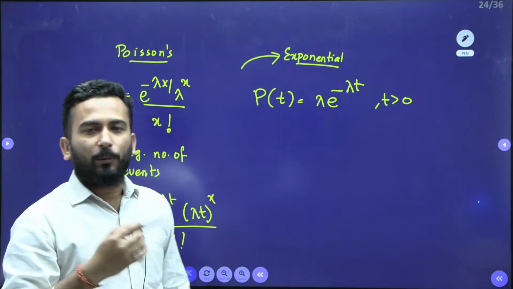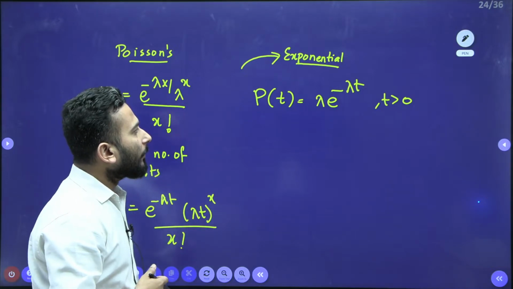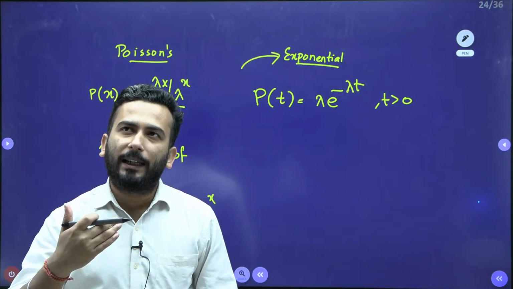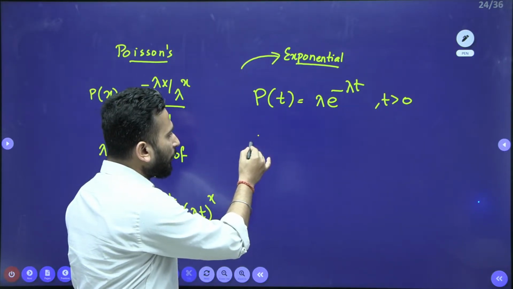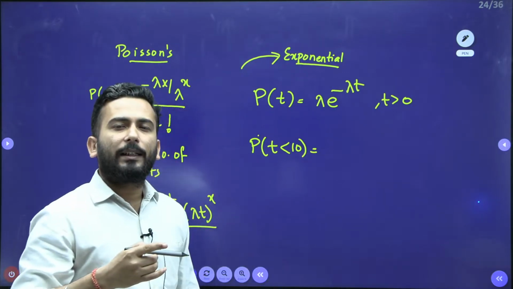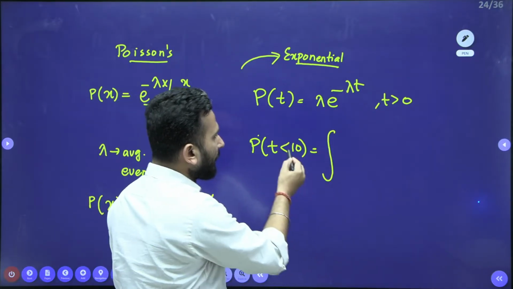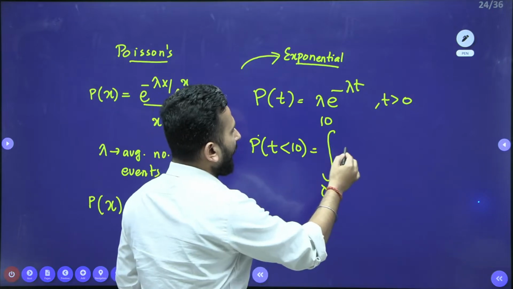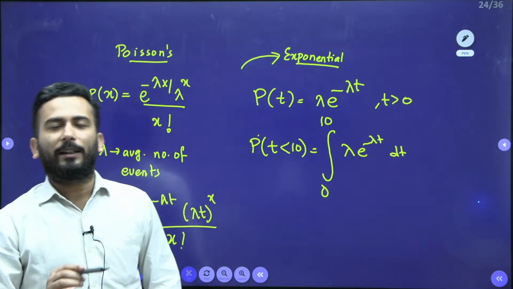Suppose they ask you lambda is equal to 20 per hour or per minute, whatever. What is the probability that one person is coming and he has to wait for less than 10 minutes? You know, my dear friends, that to find the probability for less than 10 minutes, you have to integrate the density function. So t is greater than 0 and less than 10, so 0 to 10, f(t) dt, which is lambda e raised to minus lambda t into dt. You integrate and you will get an answer.